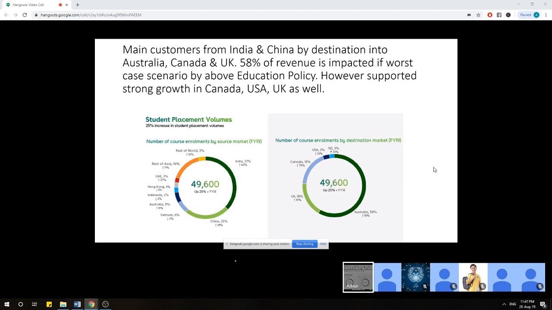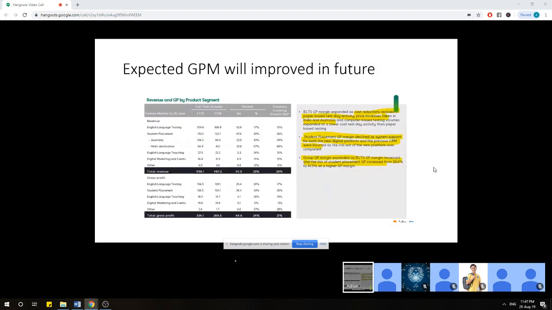Maybe for 1 or 2 years, yes, the Australia segment will be impacted. But in the longer term, whether Canada or UK will comprise a larger revenue portion, or whether these countries also learn from the Australian government and want to restrict foreign entry, this is where the future is coming in. You have to think this through.